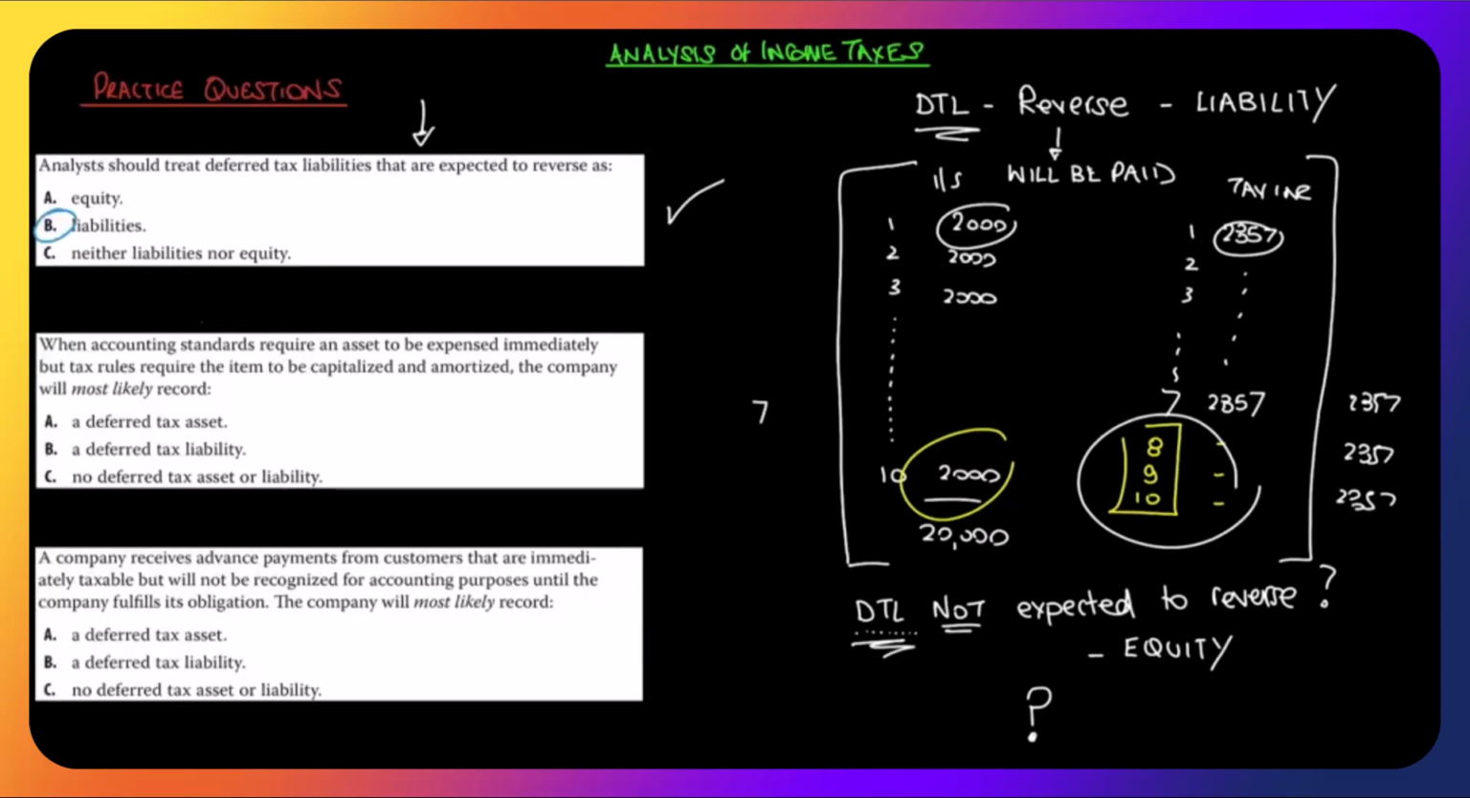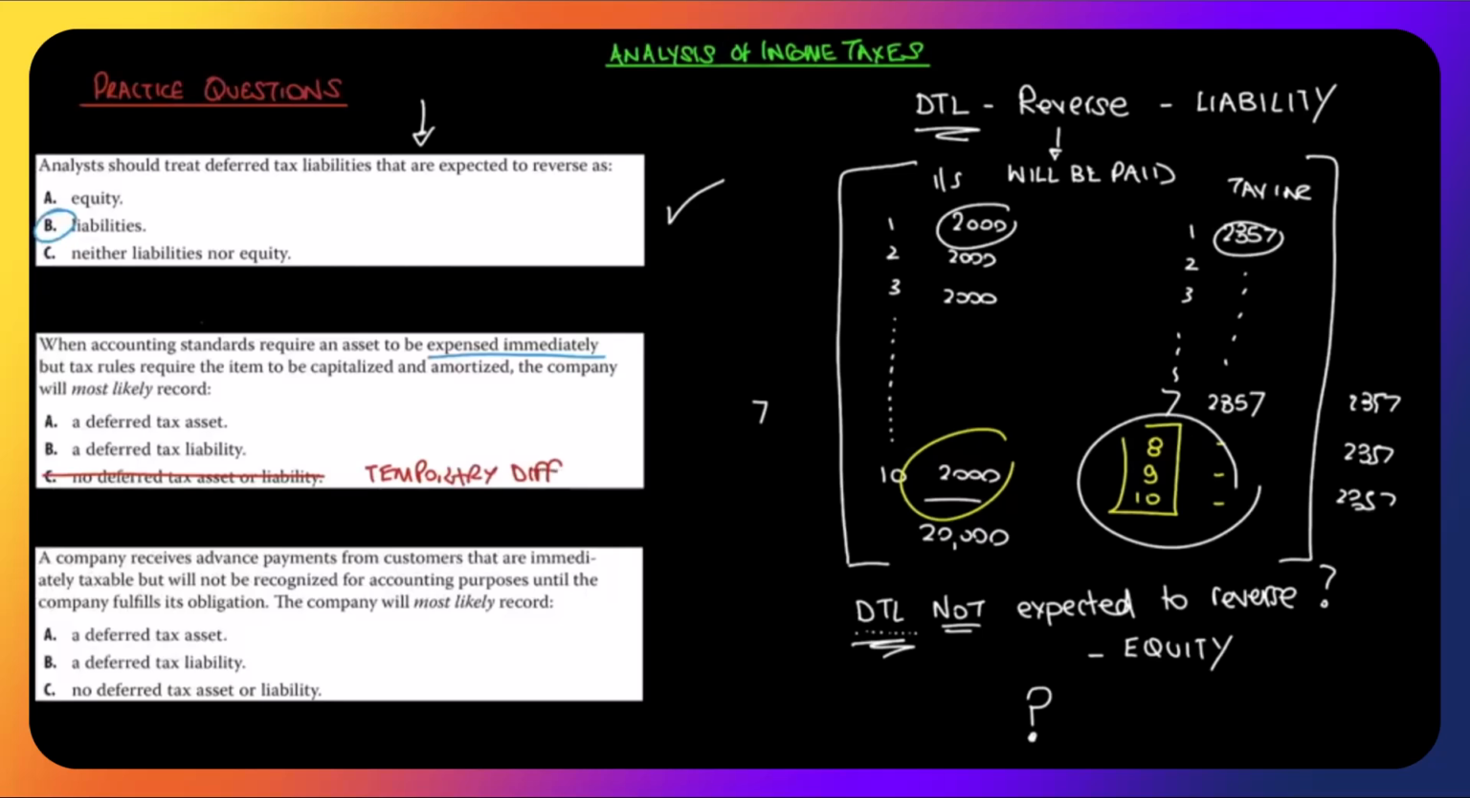A couple more just to check we did understand what they actually wrote in there. When accounting standards require an asset to be expensed immediately, so kaboom, it's gone, but tax rules require the item to be capitalized and amortized, will you record a deferred tax asset, a deferred tax liability, or no deferred tax asset or liability? Let's rule out C. It's not C because we clearly have a temporary difference.